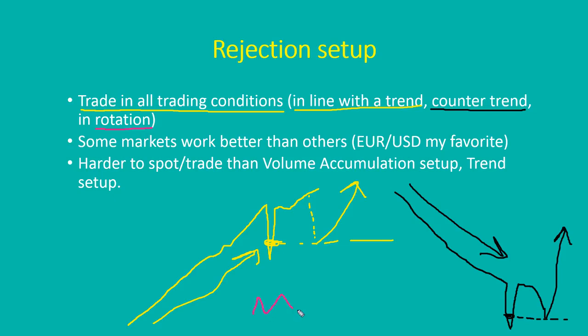And you can also trade the rejection in a rotation. So when there is a rotation and there is, for example, a rejection of higher prices, then you enter your short in here from the place where the volumes were the heaviest, short like that. Or if there is a rejection of lower prices in the rotation, like this, then you go long from there. Alright, so this is a big advantage of the rejection setup. You can trade it in all market conditions: rotation, trend or counter trend.